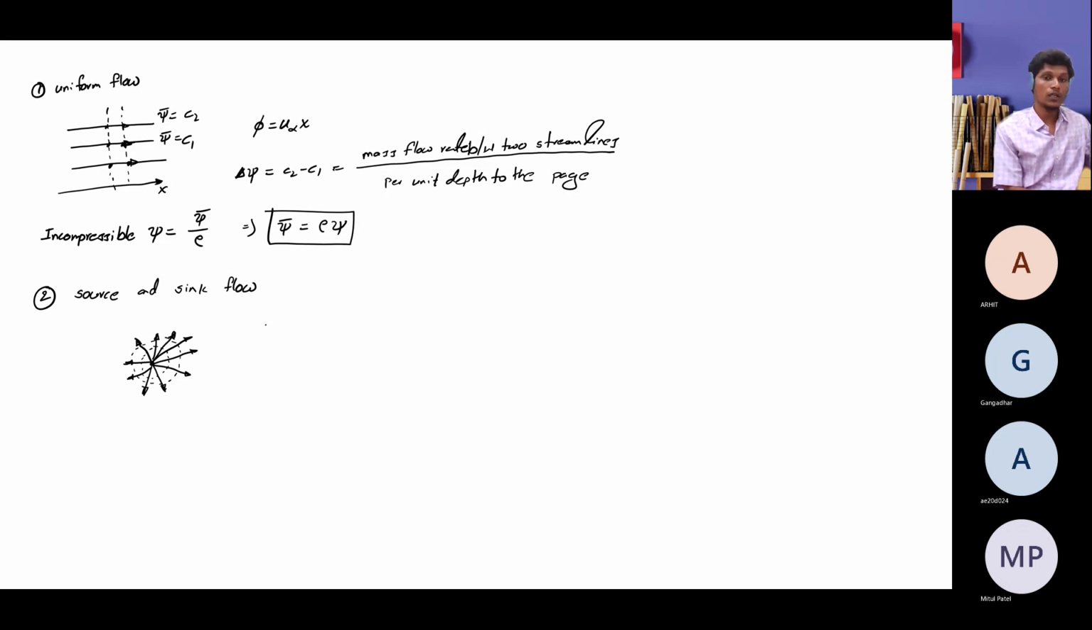That we designate as capital gamma. This we call capital lambda, volumetric flow rate per unit length.